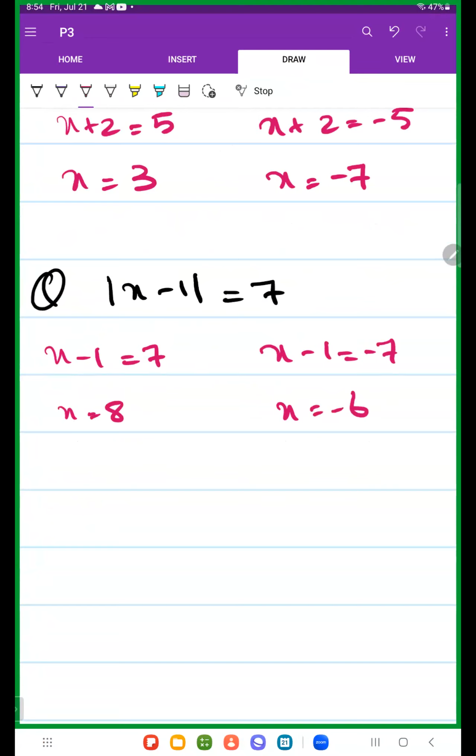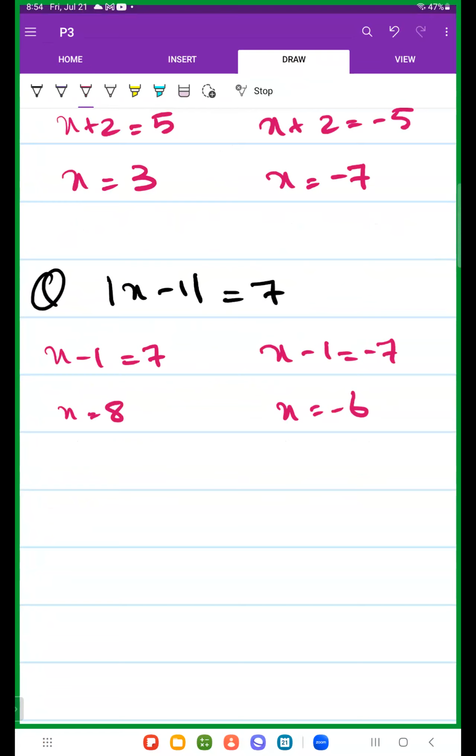Is it 6 and minus 8? Minus 6 and 8. I got 6 and minus 8. Can you do it again? We'll take x minus 1, not x plus 1.